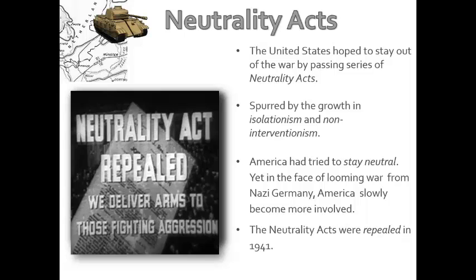The legacy of the Neutrality Acts is widely regarded as having been generally negative. They made no distinction between aggressor and victim, and they limited the U.S. government's ability to aid Britain and France against Nazi Germany. The acts were largely repealed in 1941 in the face of German submarine attacks on U.S. vessels and the Japanese attack on Pearl Harbor.